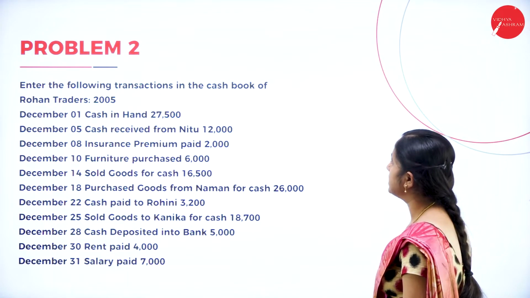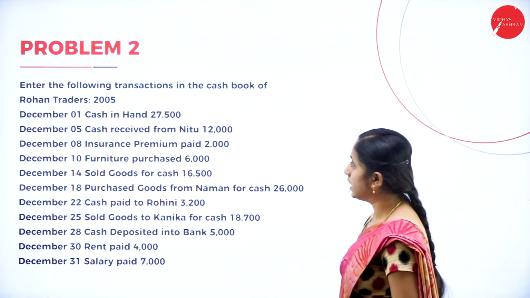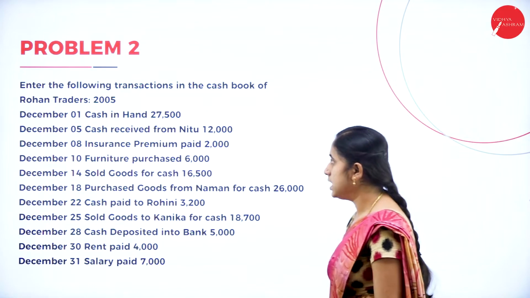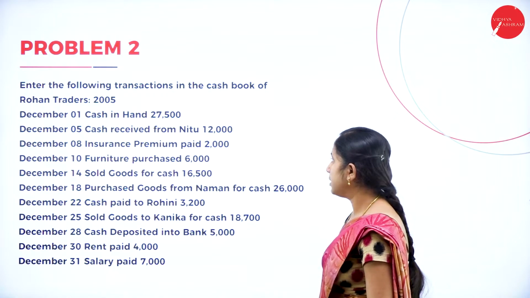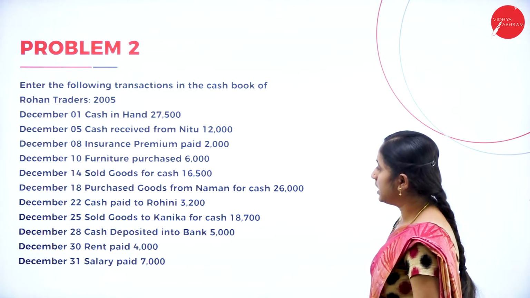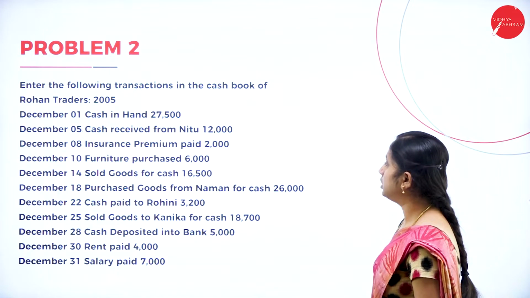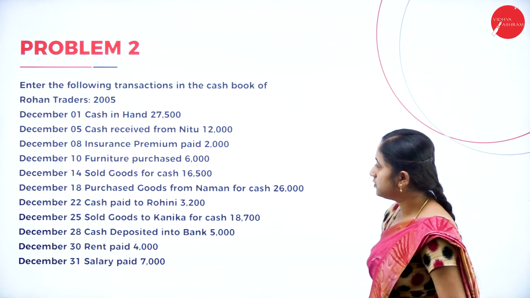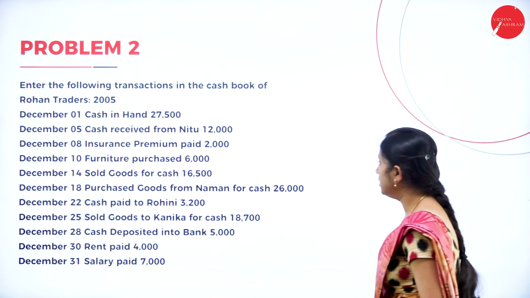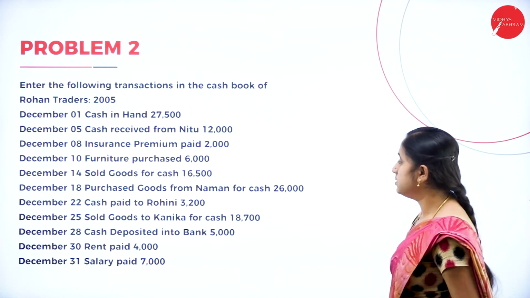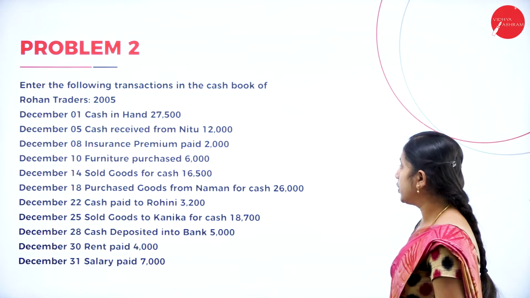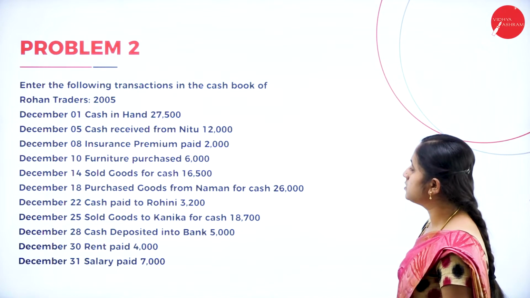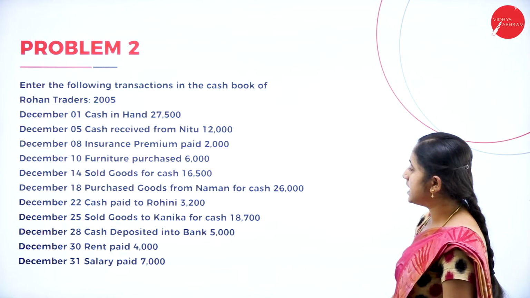Enter the following transactions in the cash book of Rohan Traders 2005. December 1st, cash in hand 27,500. December 5, cash received from Neetu 12,000. December 8, insurance premium paid 2,000. Furniture purchase 6,000. Sold goods for cash 16,500. Purchase goods from Naman for cash rupees 26,000. Cash paid to Rohini 3,200. Sold goods to Kanika for cash 18,700. Then rent paid and salary paid.